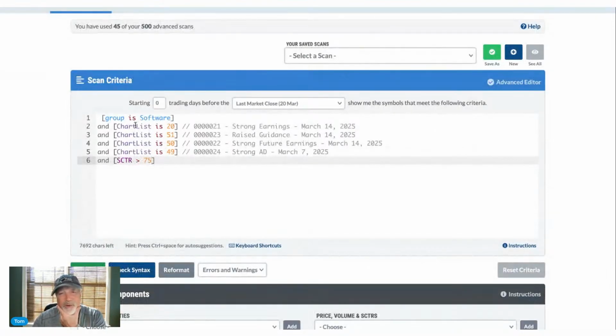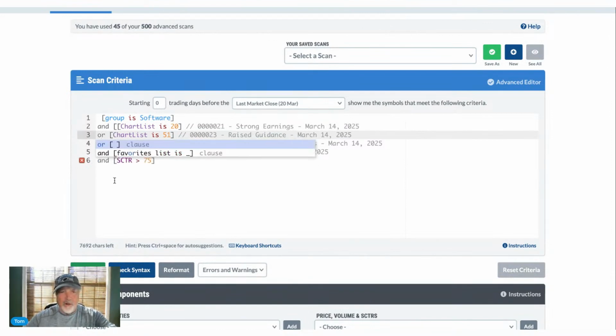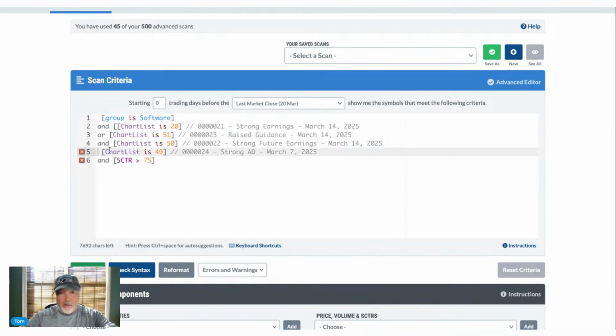And now, the way this is set up is it's going to look for all software stocks that are in all of these chart lists, because it's saying and the chart list strong earnings and raised guidance. So what you have to do is put in another bracket in here. And then it's or, put in all the or clauses for the chart lists.